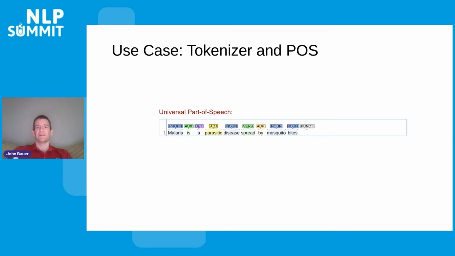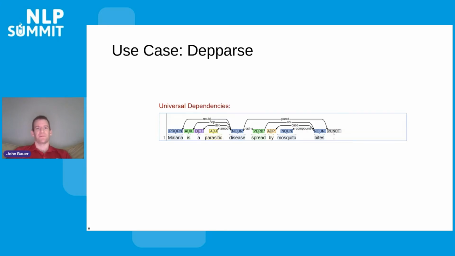So first we apply a tokenizer, and then we filter out only the sentences which were about the disease in question. In this case, malaria. The universal part-of-speech tags are not necessarily needed for this part of the project, but they are needed for the dependency parsing. So here, if you look at the parse, you can see that the keyword we care about is spread and how it's spread. It's spread by mosquito bites.